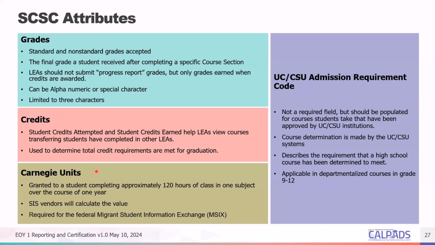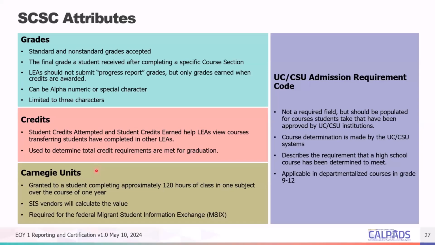We then have Carnegie units. So in addition to credits earned, student progress and student achievement is derived from these SCSC records via the Carnegie unit. The Carnegie unit is granted to a student completing approximately 120 hours of class in one subject over the course of 1 year. So a total of 120 hours in one subject. This is meeting 4 or 5 times a week for 40 to 60 minutes for 36 to 40 weeks a year. And this will earn the student 1 Carnegie unit of high school credit.